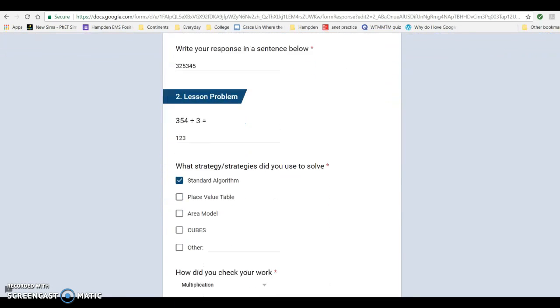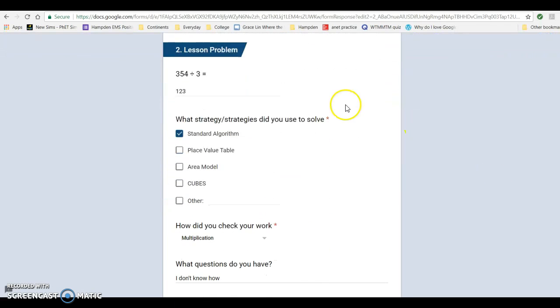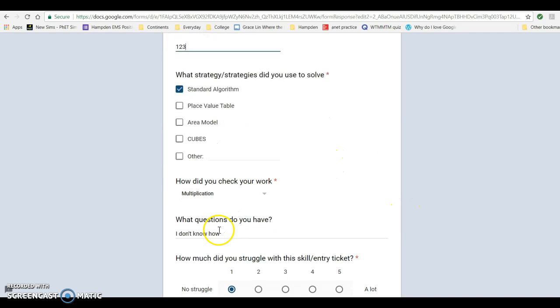So the second lesson problem is going to be what is happening in that day's lesson. So I'm going to do a 3-digit divided by 1-digit lesson that day. Well, maybe I have a student who can already divide 4-digit by 1-digit. They can do the standard algorithm. They know they can check their work through multiplication. They don't have any questions, I got this.